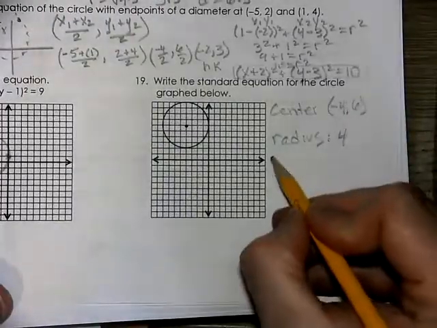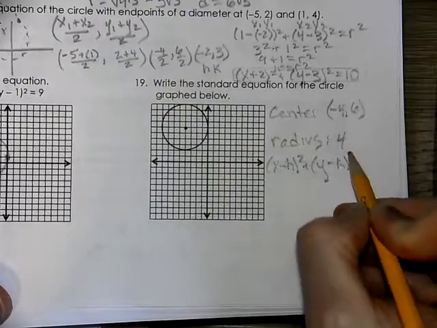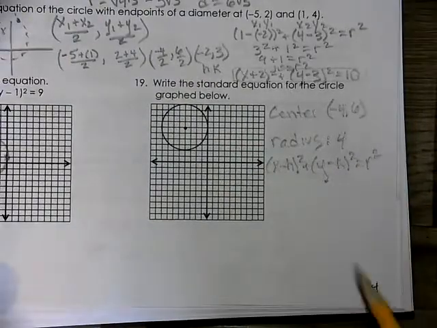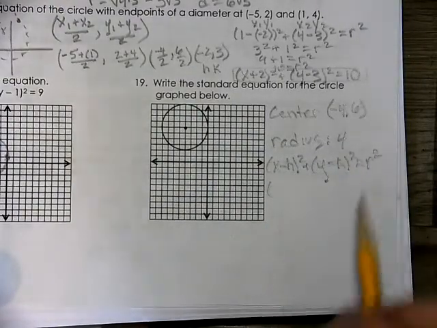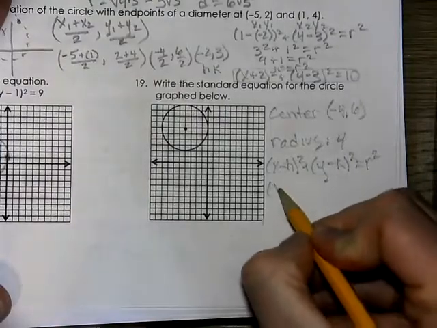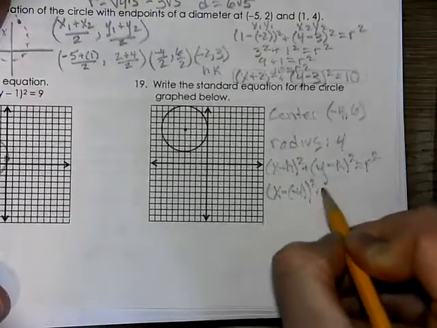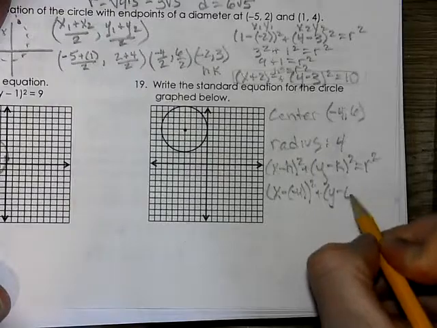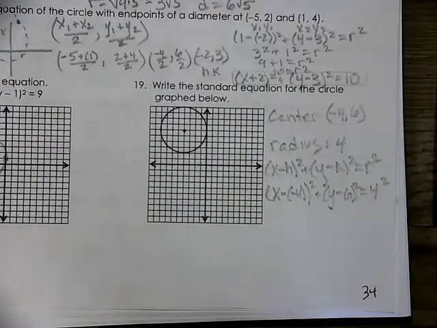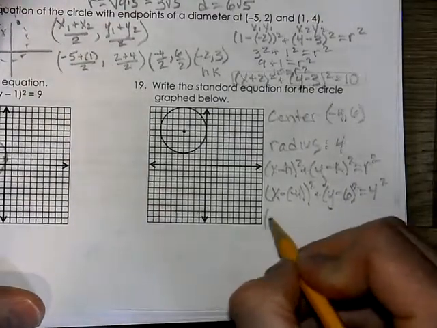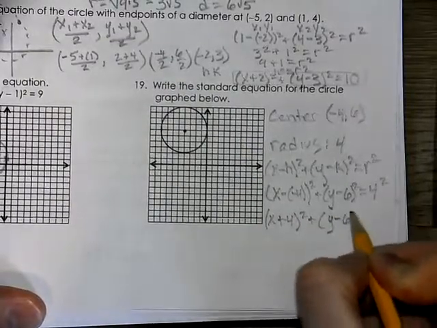So now we have our information. We can take our standard form of the equation. I'll write it for you one last time. So we don't have to worry about finding r because we know what r is. r is 4. So we can just plug in x minus a negative 4 for the h, y minus the k is a 6, and the radius is 4. So that leaves us with our final answer of (x plus 4) quantity squared and (y minus 6) quantity squared equals 16.